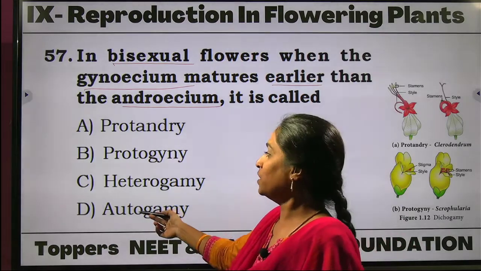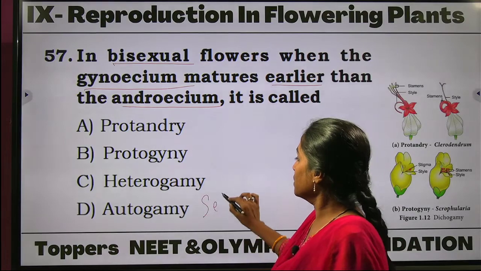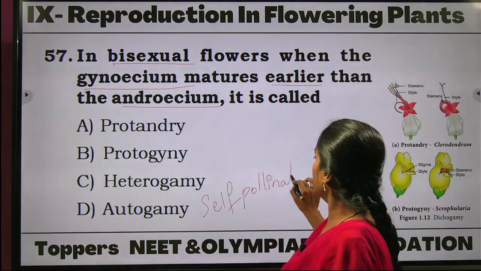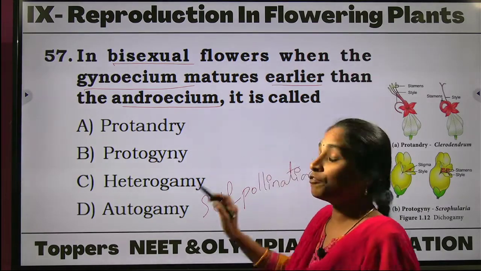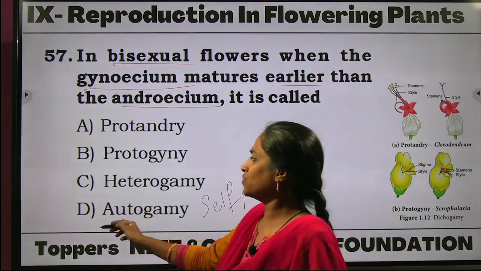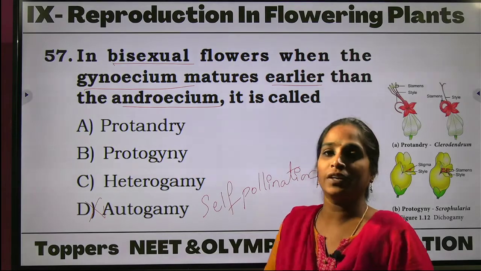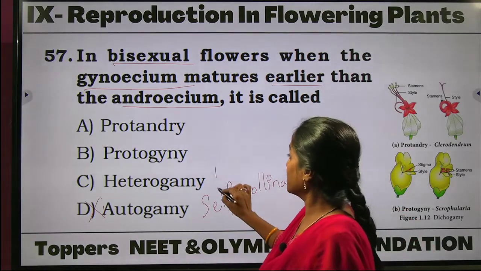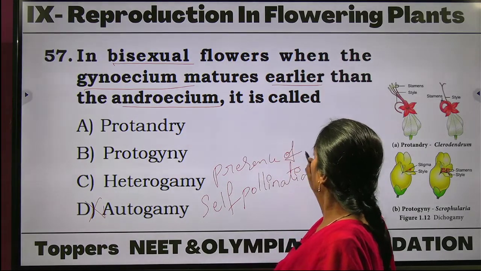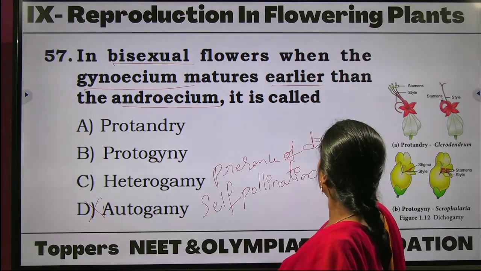Autogamy we have discussed in the previous question. What is autogamy? There we can observe self-pollination, in the sense the time duration of male and female gametes maturation will be the same. So this will be the wrong option. And coming to heterogamy, heterogamy means the presence of different gametes.